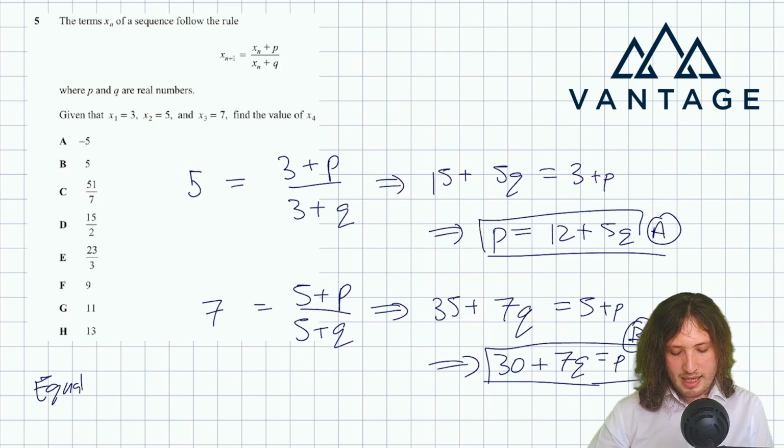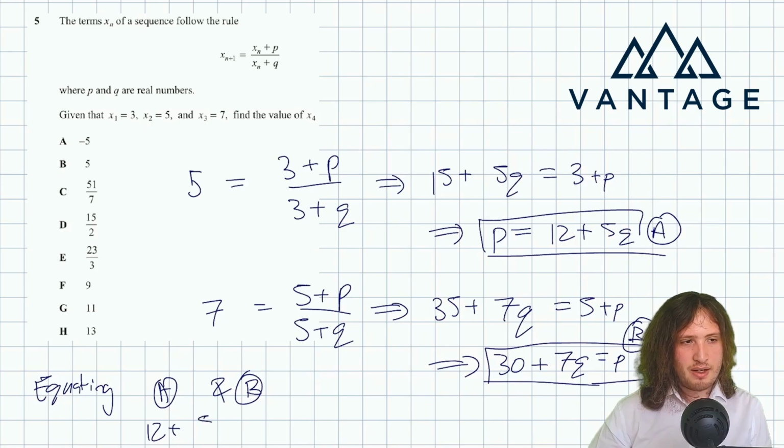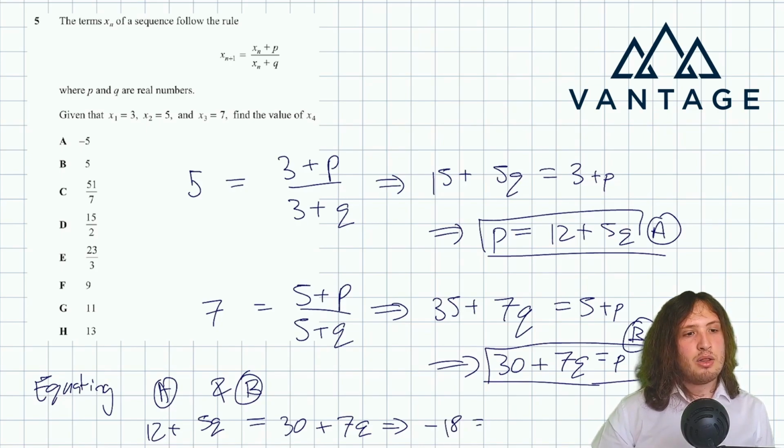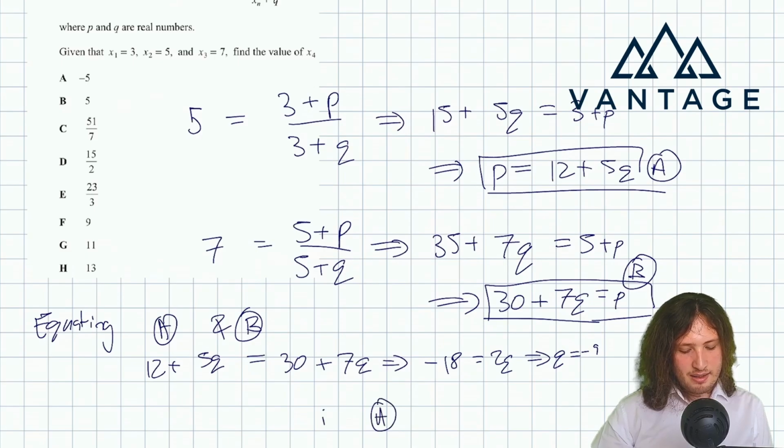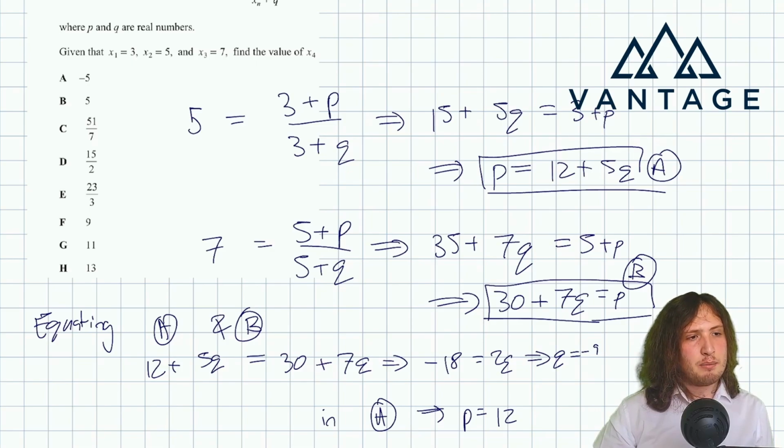So equating a and b, what do we learn? We learn that 12 plus 5q has got to be the same thing as 30 plus 7q. Collecting, let's say, the q's on the right and the numbers on the left. On the left, 12 minus 30 is minus 18. On the right, 7 minus 5 is 2 lots of q. That tells me q is minus 9. And then if I come back in a, I learn that p is going to be 12 plus 5 lots of minus 9. So that's 12 minus 45, which is going to be minus 33.